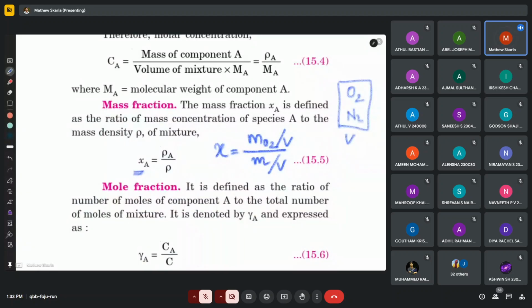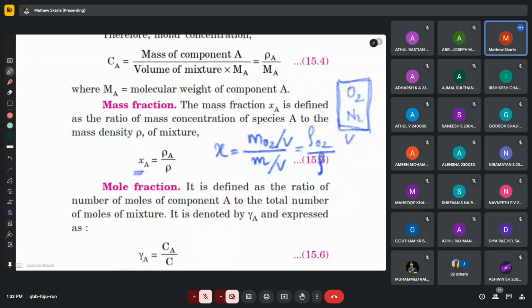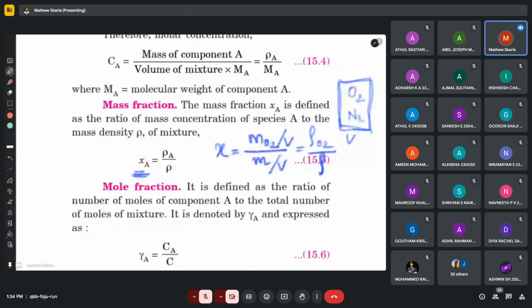So for a given volume, how much oxygen is present in the mixture? So m_O2 by V, that is M by V, is the density of oxygen divided by M by V, which is simply the density of the mixture. The mixture contains two gases, oxygen and nitrogen. So that is this definition: x_A, the mass fraction, is rho A, the mass concentration of species A, to the total concentration.